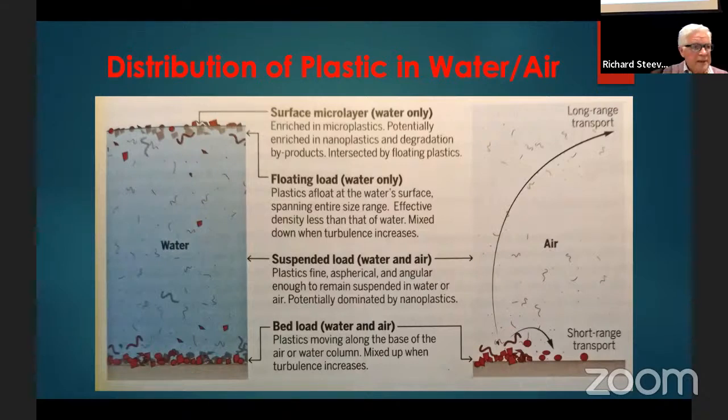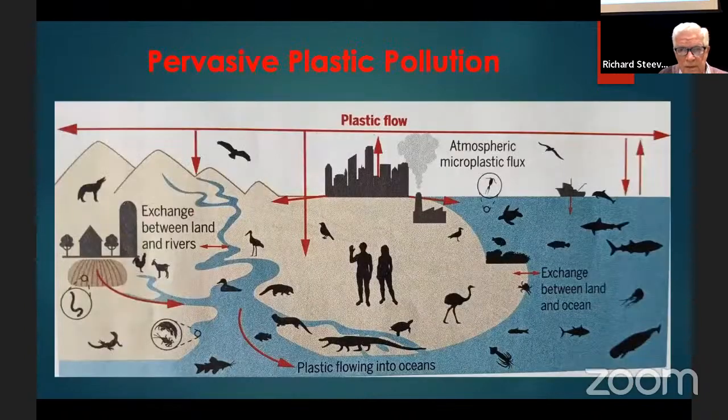So this gives you an idea. I just wasn't nearly as aware, maybe you were, but there's a lot of plastic in the air and it's floating around as well as on the water surfaces. This is just another show of the pervasive plastic pollution. You can see the arrows going up and down, some of it going up, some of it falling down into the oceans, this microplastic flux, they call it.